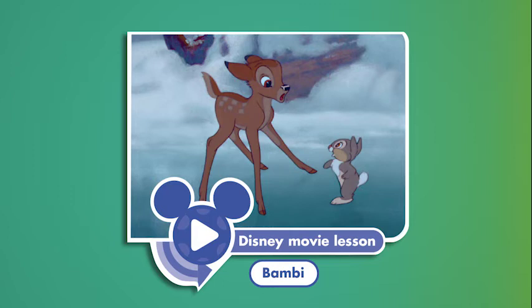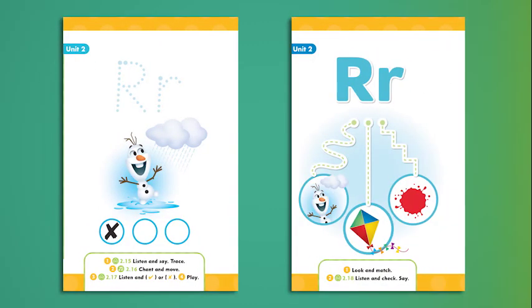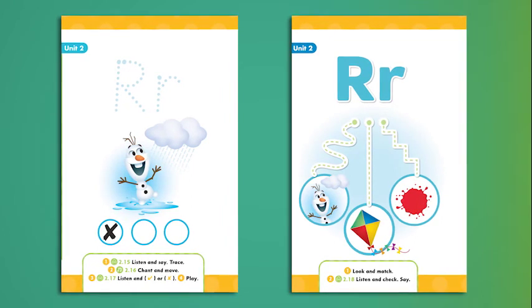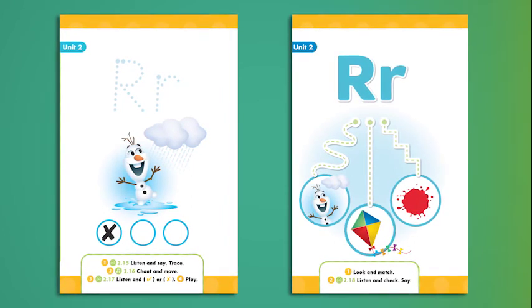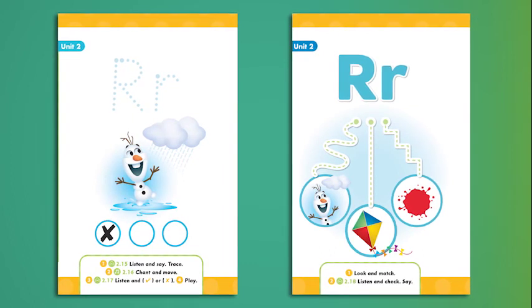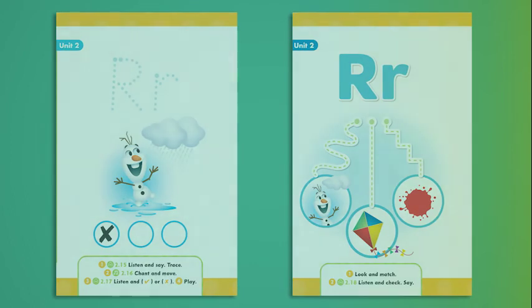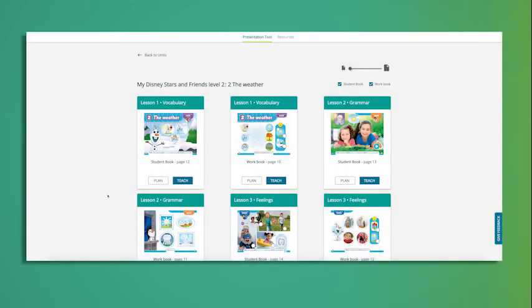Students end the unit by watching a Disney video clip, which consolidates the unit language in a new context. The phonics sections at the back of the student's book and workbook contain optional lessons providing students with an introduction to sound letter association. The presentation tool gives you access to both the student's book and workbook, plus extra activities.